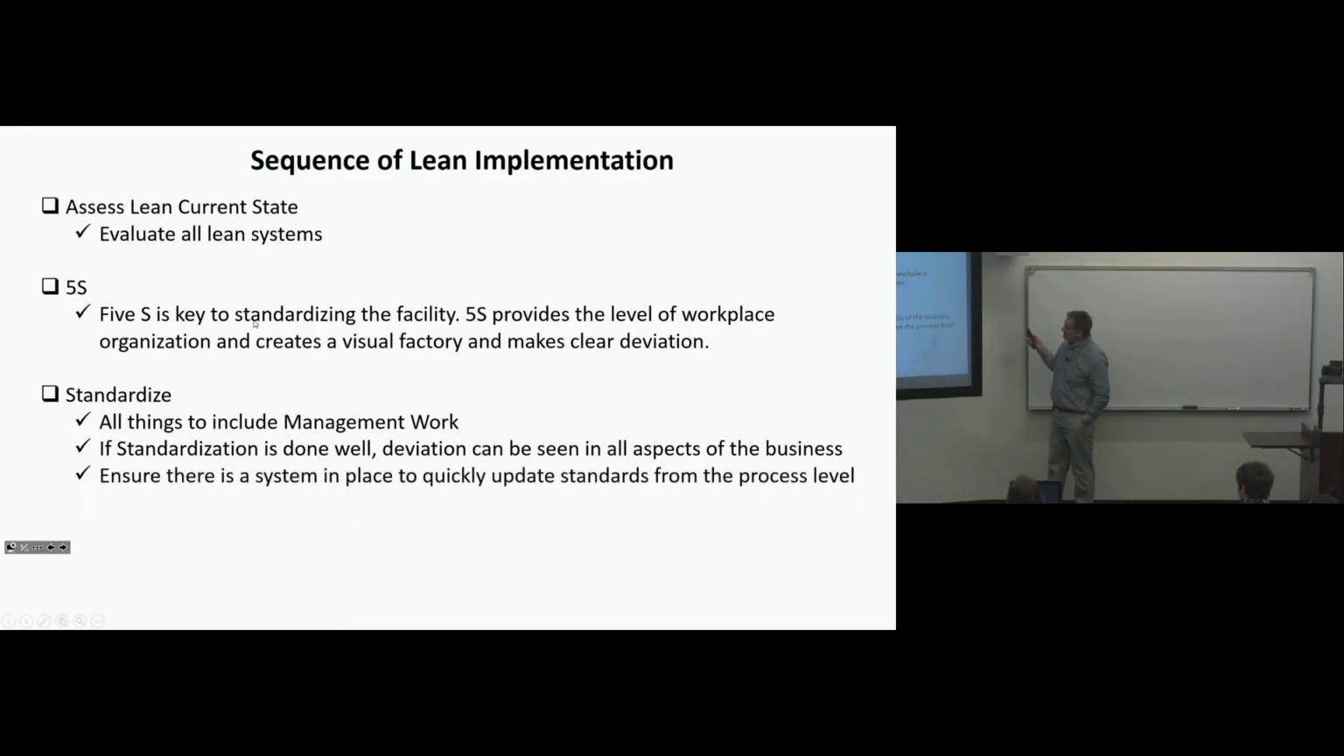Ensure there is a system in place to quickly update standards from the process level. What this is saying is if you're working in your process and you come up with a better way to do your job, remember what I said, you don't change it. You do it the inferior way, but you update the standard. So it should be very seamless for you, the process owner, the person doing the work, to be able to get that standard updated rapidly. So ensuring the methodology for improving and updating the standard is quick and efficient and simple and everybody has the ability to participate in it is key.